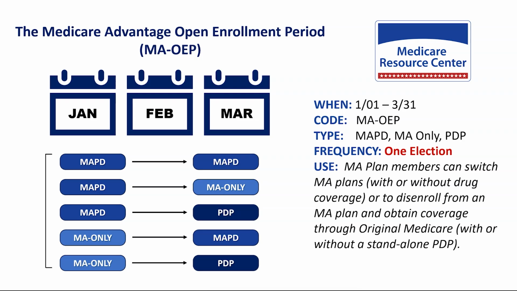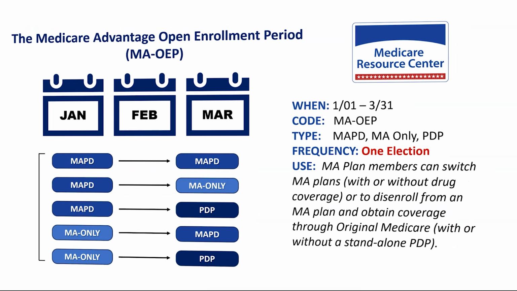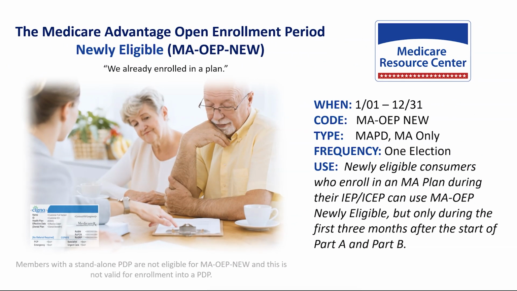Now, a lot of you are already familiar with this enrollment period, but let me show you one that may have slipped by or one that may be new to you, okay? This is called the Medicare Advantage open enrollment period for newly eligible folks, okay? So this exists anytime during the year. Why? Because anytime during the year, somebody can turn age 65, okay, or be new to Medicare. And that's the key here. You cannot enroll into a prescription drug program. It must be a Medicare Advantage with Part D or without.